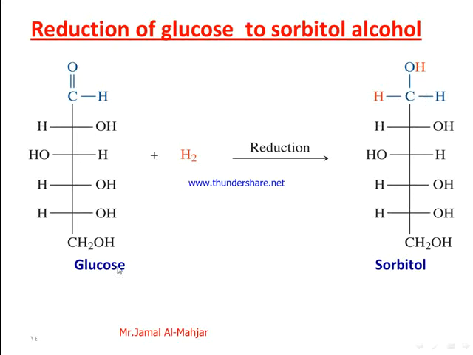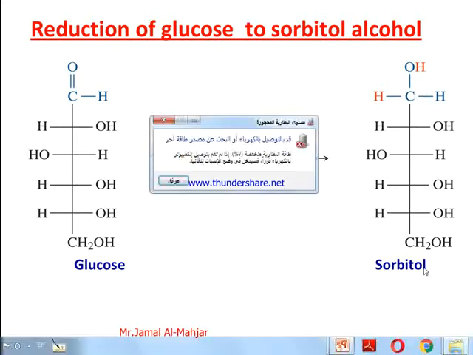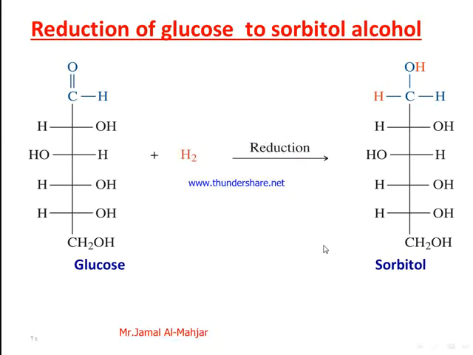So reduction of glucose gives us sorbitol. We call it what? Sorbitol. So this compound is sorbitol. You have to memorize these names. Reduction of glucose gives us sorbitol, and oxidation of glucose gives us, yes, gluconic acid.